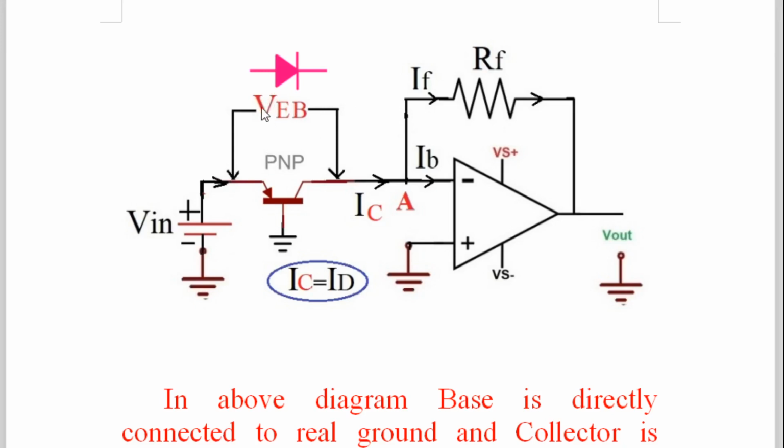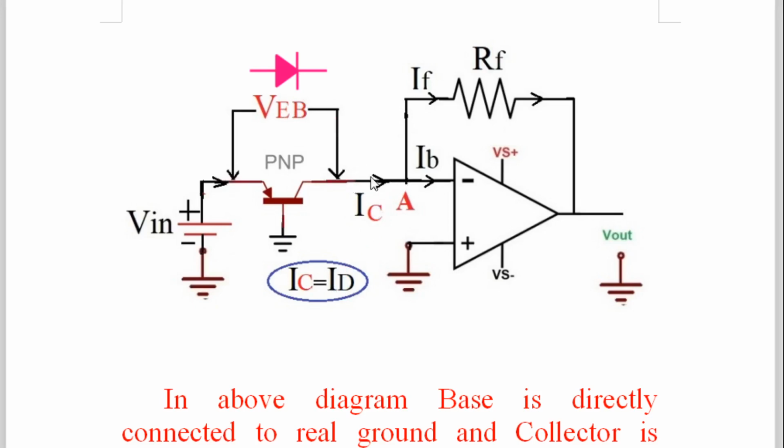Therefore in the derivation we write not only IC is equal to ID, but also VEB is equal to VD. VEB equal to VD means voltage across the diode, because this entire device is behaving as a PN junction diode between emitter and base. So you have to mark this very carefully: VEB, IC, and you write down IC is equal to ID. Here also you can write VEB equal to VD.